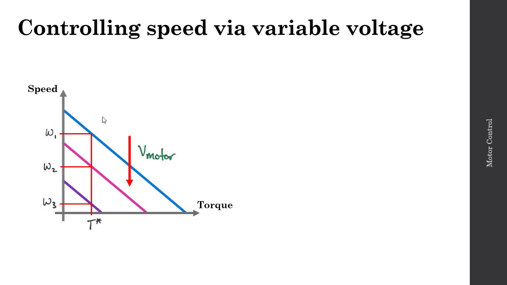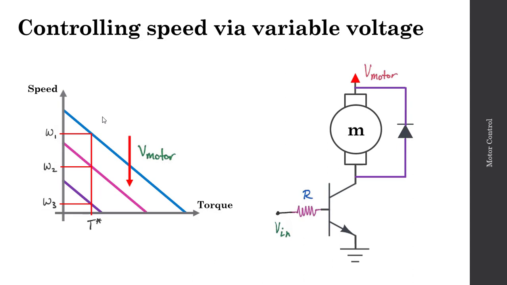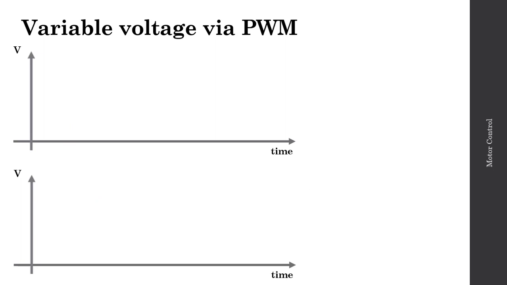So what this tells us is not only do we require a means by which we can turn our motor on and off, we also want this motor voltage to be variable. And thus in this lesson, we'll take a look at how to implement a variable motor voltage. We're going to achieve this variable voltage using the fact that we can turn the motor on and off.